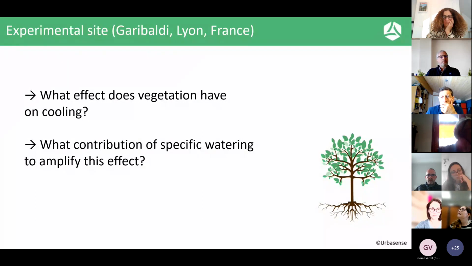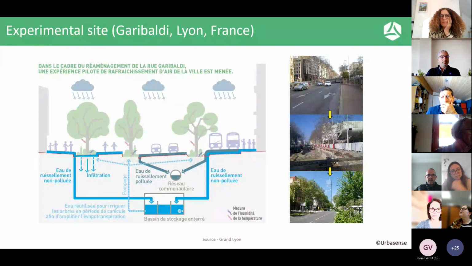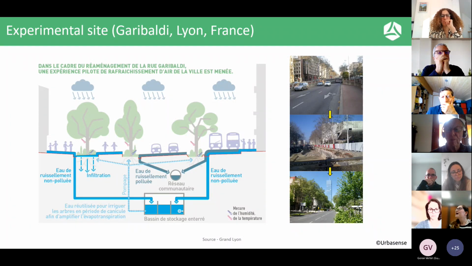Next, please. This is a quick description of the site. I'm sorry, it's in French, but I'll explain to you. Before, this avenue was a road and a bridge, and it was made differently, and we had the opportunity to construct something new.